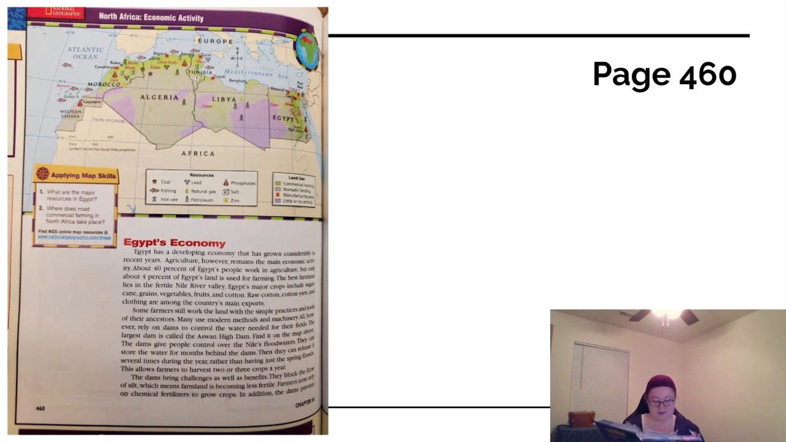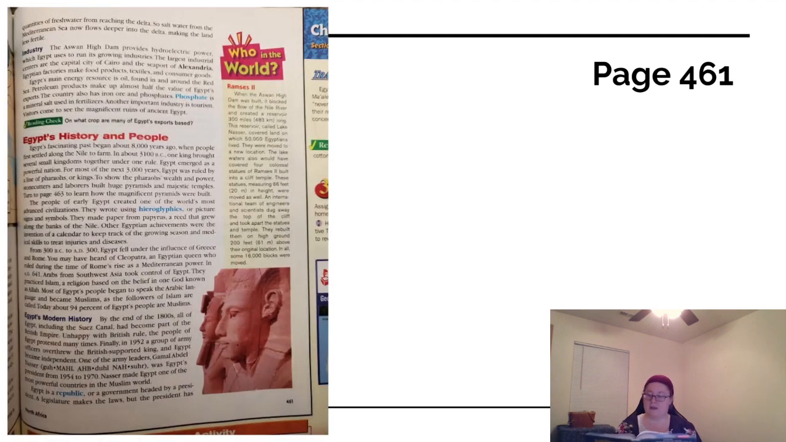They block the flow of silt, which means farmland is becoming less fertile. Farmers now rely on chemical fertilizer to grow crops. In addition, these dams prevent quantities of fresh water from reaching the delta. So salt water from the Mediterranean Sea now flows deeper into the delta, making the land less fertile.